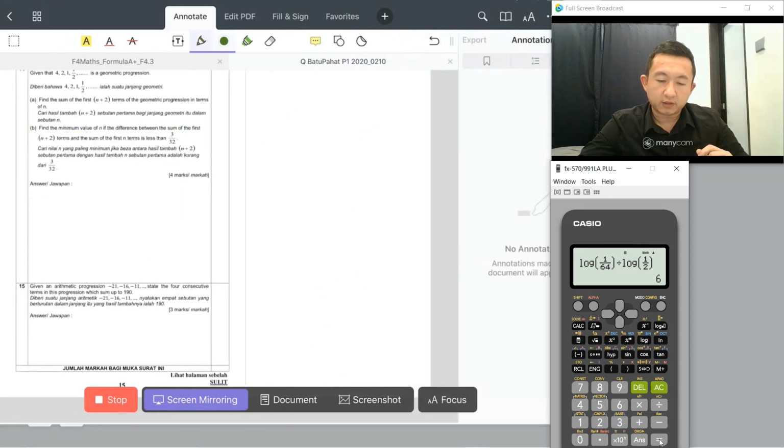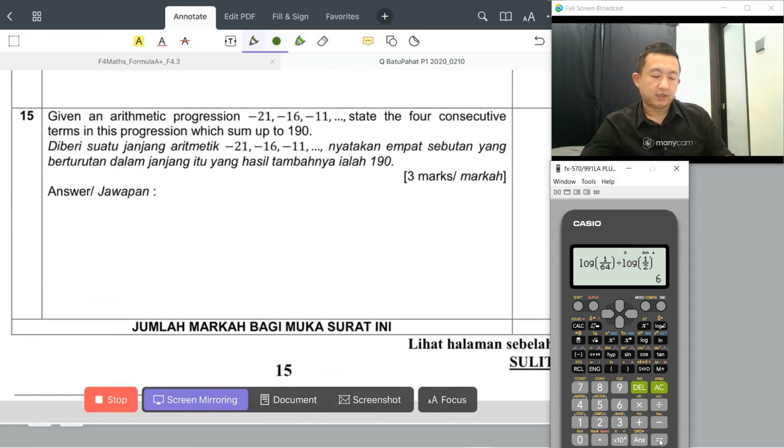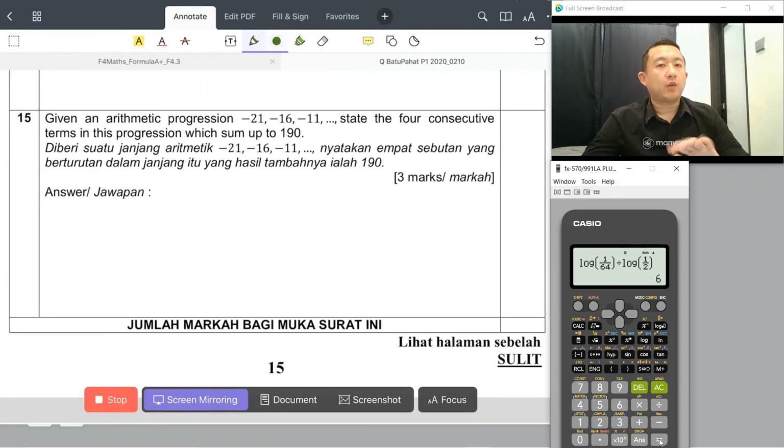Let me clear. Okay, we look at 15. Before we continue, I just want you to know there's a typo with this answer. It's not 190. According to the marking scheme, it should be 126. We can never get 190, so it's 126.